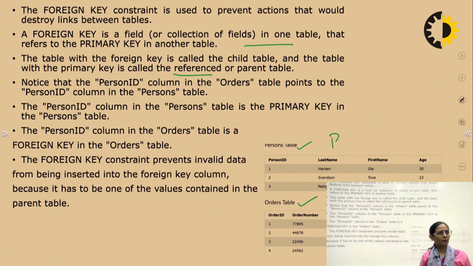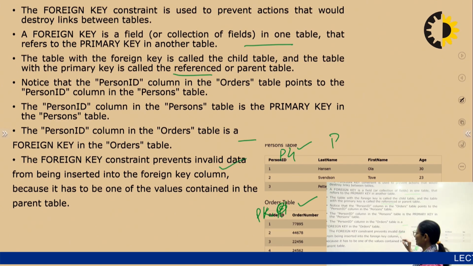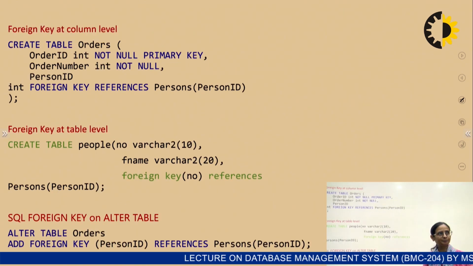The person ID column in the orders table is a foreign key. Here it is PK and here it is my foreign key, and here order ID is my PK. Now a child table could have both a primary key and a foreign key also. The foreign key constraint prevents invalid data from being inserted into the foreign key column, because it has to be one of the values contained in the parent table, which we have already discussed in the previous slides.